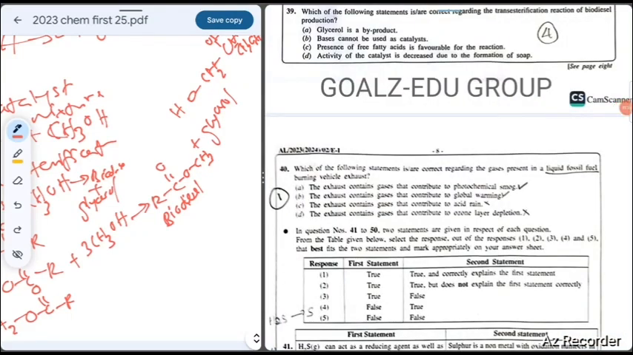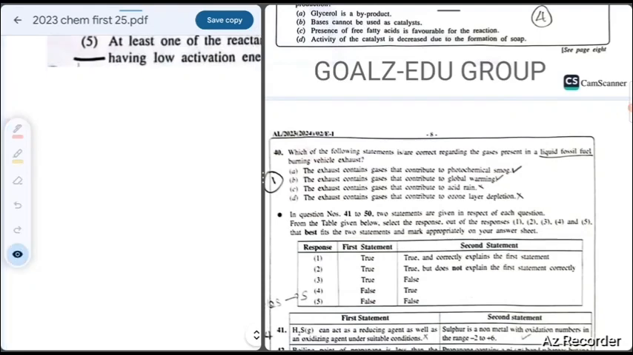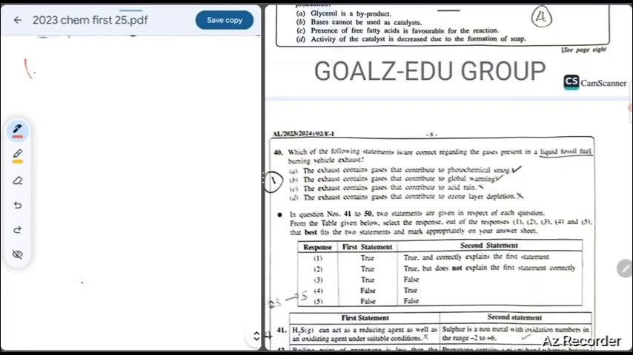The 40th question: which of the following statements is or are correct regarding the gases present in a liquid fossil fuel burning vehicle exhaust? Now, liquid fossil fuel burning is like the burning of petrol and diesel. Liquid fossil fuels, it is like what? Petrol and diesel. You can take the petrol and diesel combustion. So now they are asking about the gases present in the liquid fossil fuel burning vehicle exhaust.